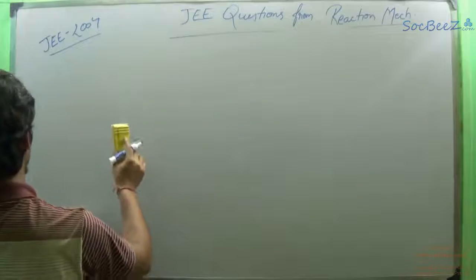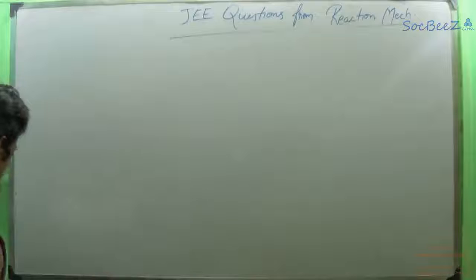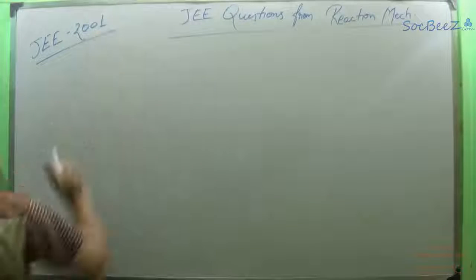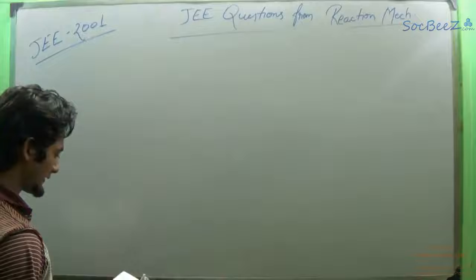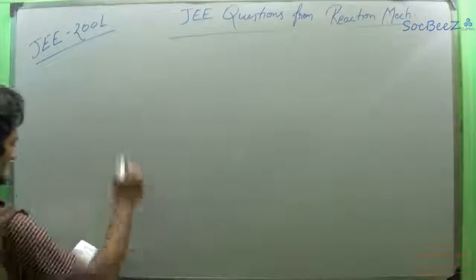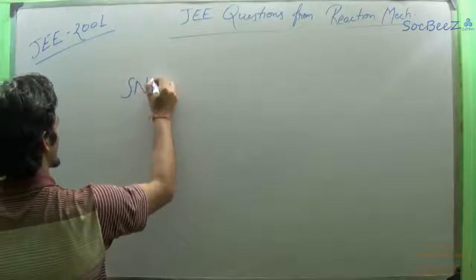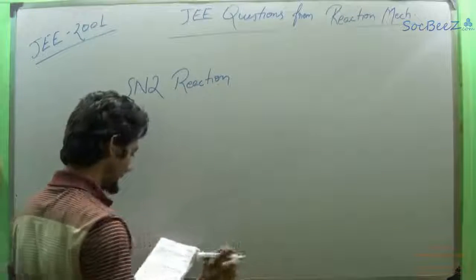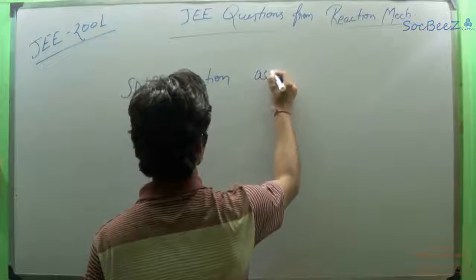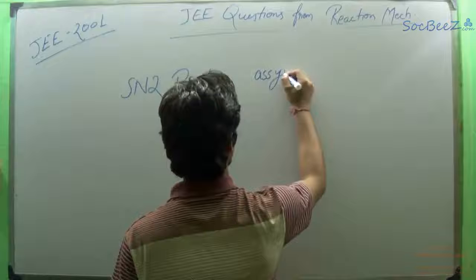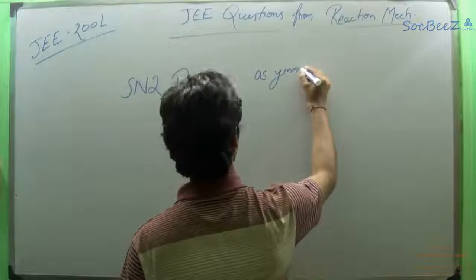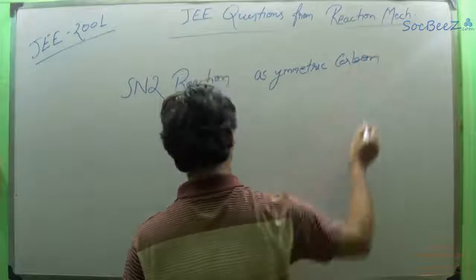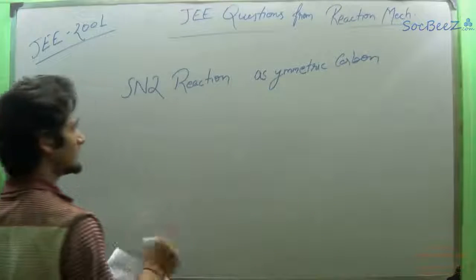Okay, so the next question is from JEE 2001. The question is, an SN2 reaction at an asymmetric carbon of a compound always gives. Note the important keywords. We are talking about an SN2 reaction at an asymmetric carbon of a compound always gives, and then we have four options.